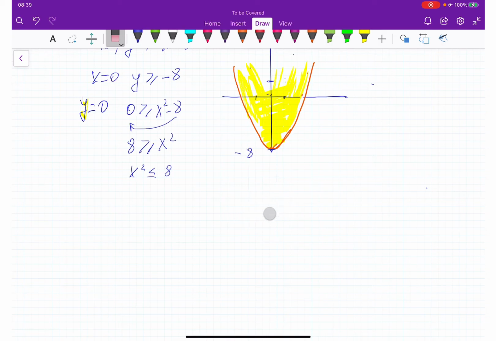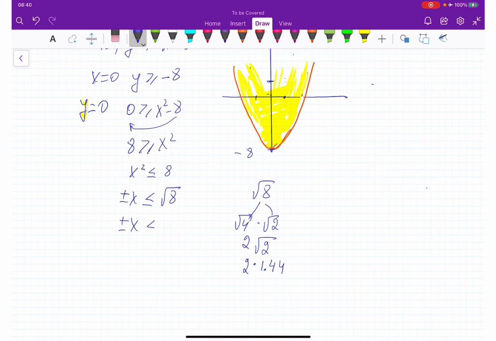Okay, now if we take the square root, I will get plus or minus x less than or equal to the square root of 8. To remind you, the square root of 8 is the square root of 4 times the square root of 2. The square root of 4 is 2, and the square root of 2 is approximately 1.44, times 2. So we approximately know how much it is. So we get plus or minus x less than or equal to 2 square root of 2.